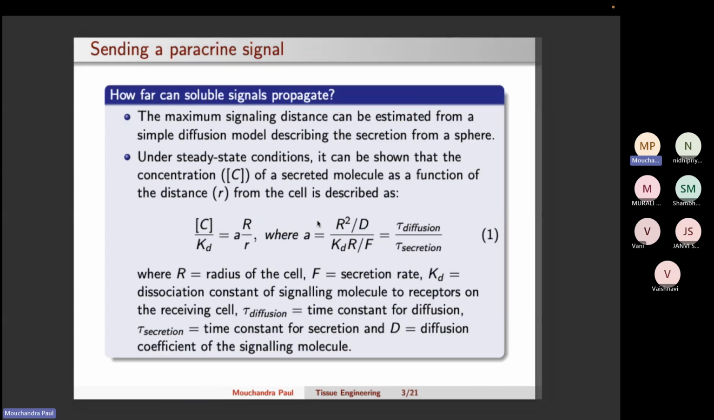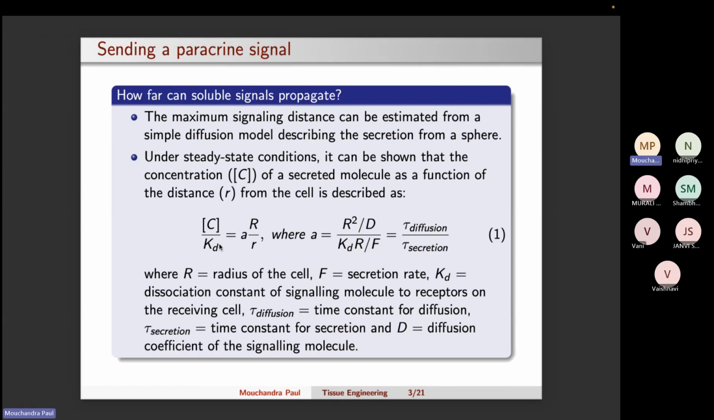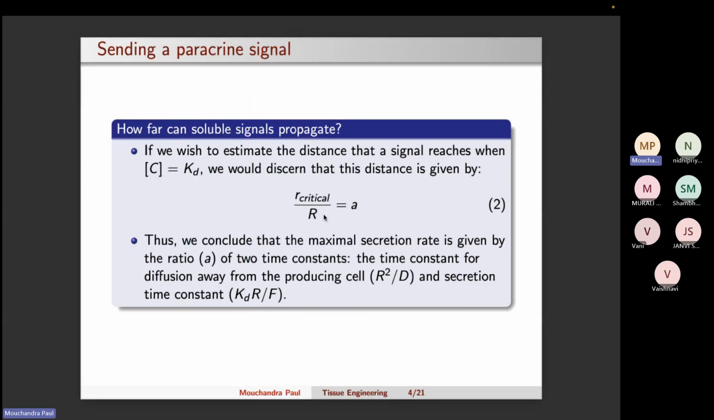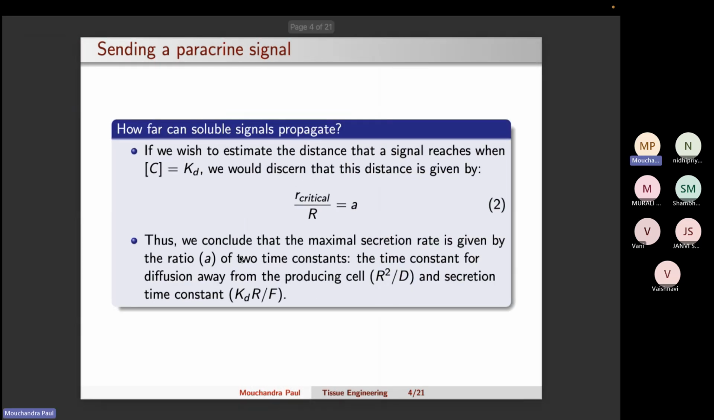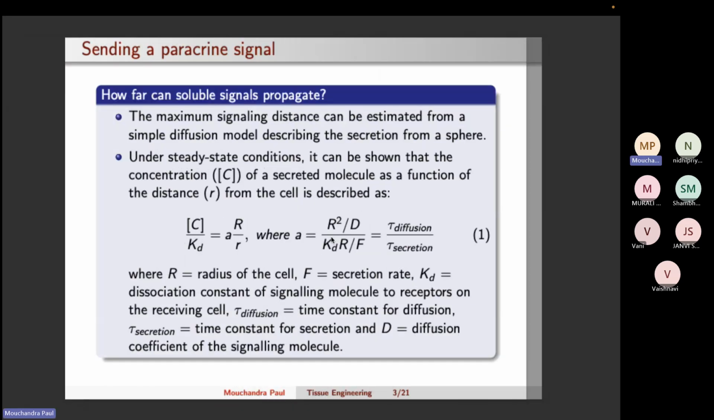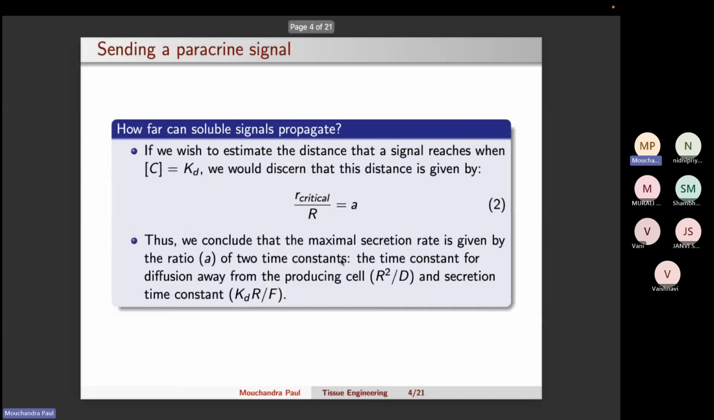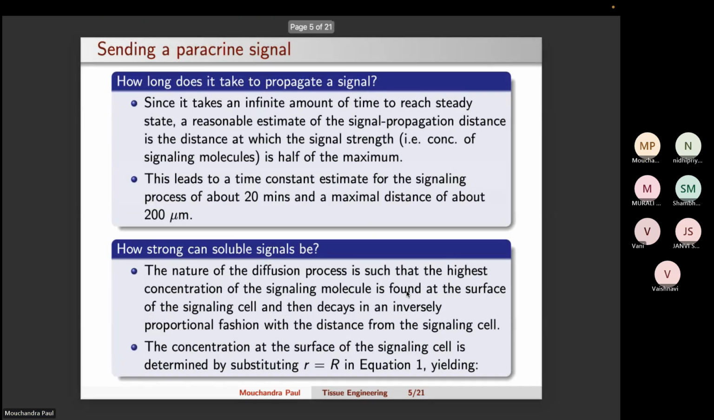So you just put C equals Kd in this expression. Then what will you get? You will get r critical in the numerator, and A into R. When you put the values of A, you will get something like this. Or you can simply write r critical by capital R is equal to A. Got it? Here A is nothing but the ratio of two time constants: the time constant for the growth factors to diffuse away from the signaling cell, and the time constant for the secretion of these growth factors.